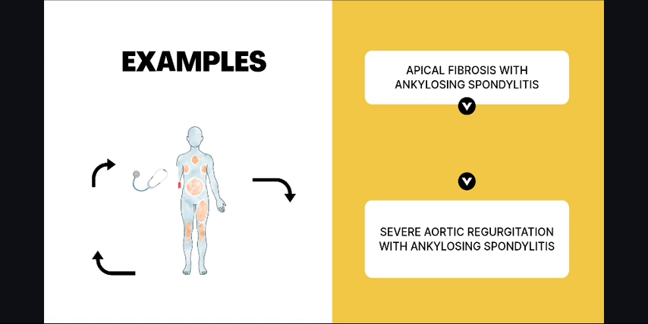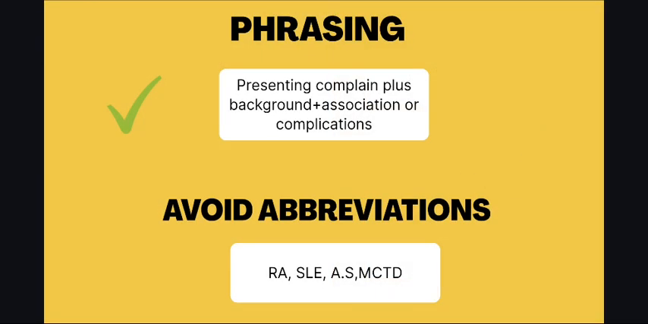The next thing that matters is how you phrase your differential. It's better to avoid abbreviations such as RA, SLE, AS, MCTD. Use the full form. Also, when you're phrasing your differential, it should include the presenting complaint and the background along with the complication or association, like we discussed in the first example of interstitial lung disease on a background of rheumatoid arthritis.